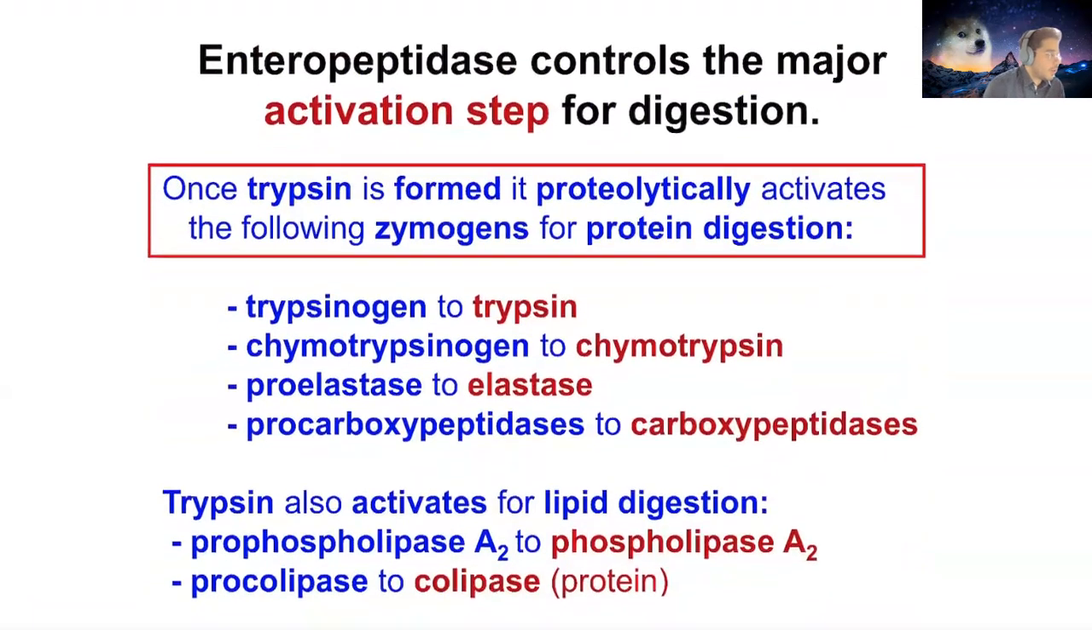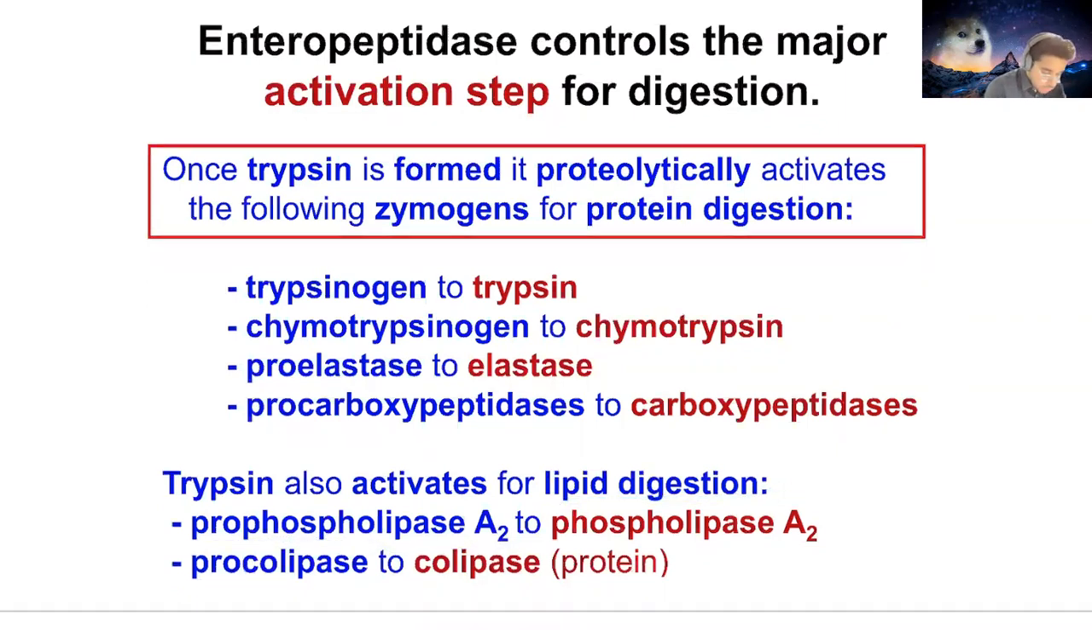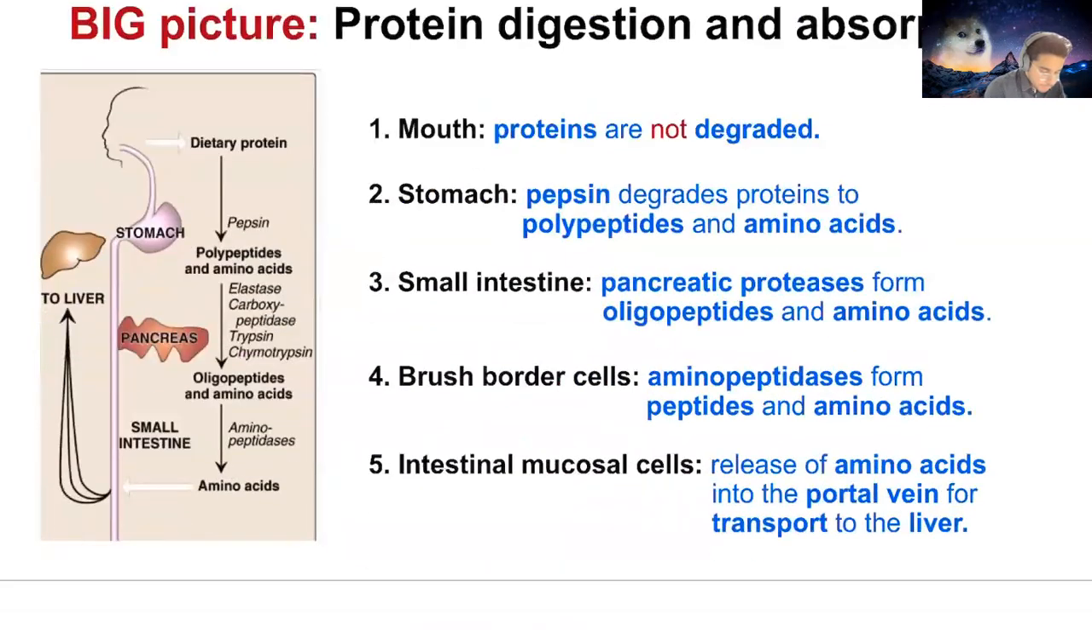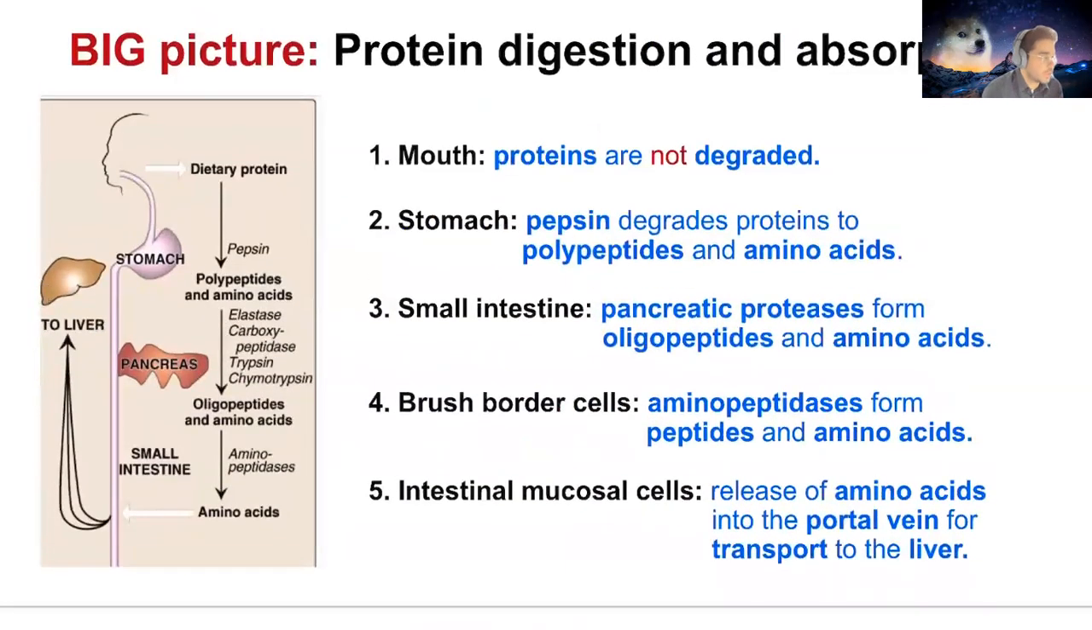Okay, enteropeptidases, what do they do? The essential one to know cold is trypsin. Trypsinogen is converted to trypsin and helps cleave all of this that you're seeing below. Super important. It also activates lipid digestion via phospholipase A2, and that helps bring in lipids. Big picture, you guys know this very much so now.